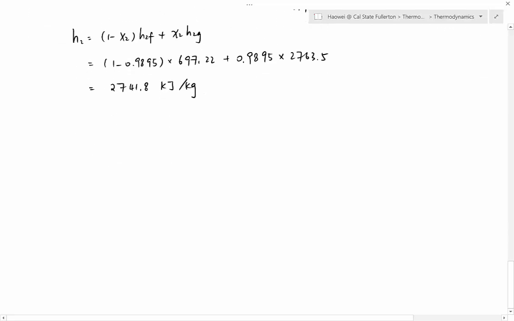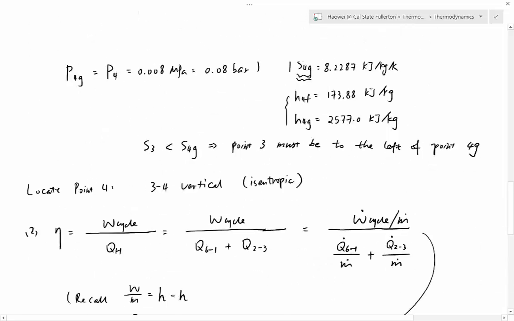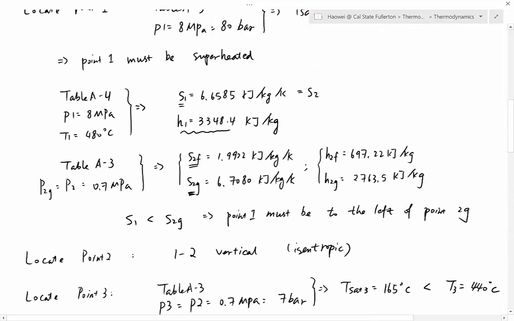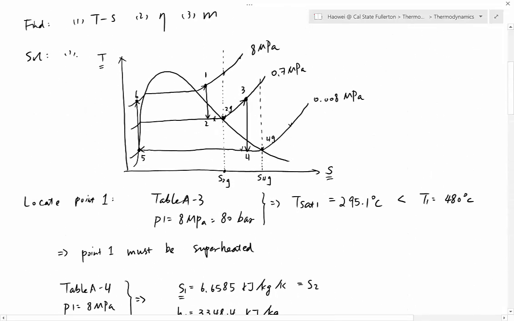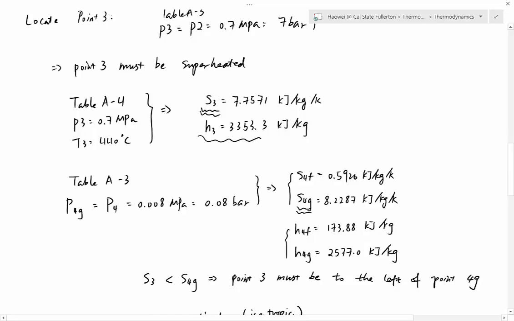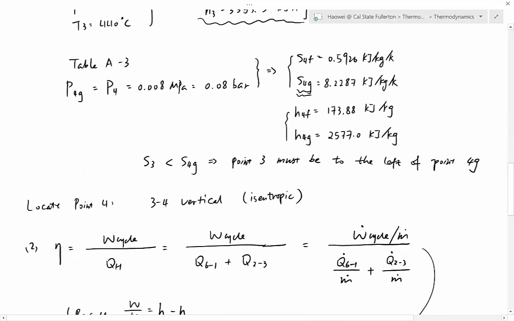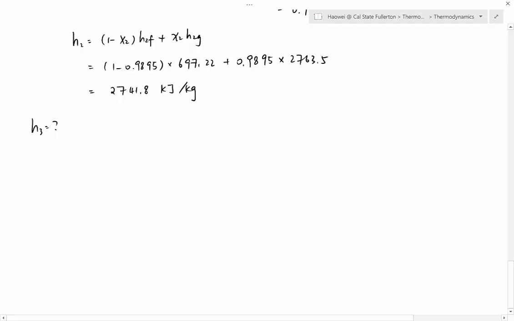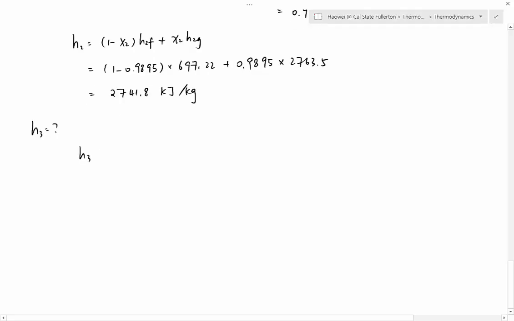And next one, H3. H3, let's take a look at the diagram. H3, we have found H3 already. Right, if you forgot, let me show you. Right here, we found H3 from before, so we just copy down this number. H3 is equal to 3353.3 kilojoule per kilogram. So now we're done with H3.